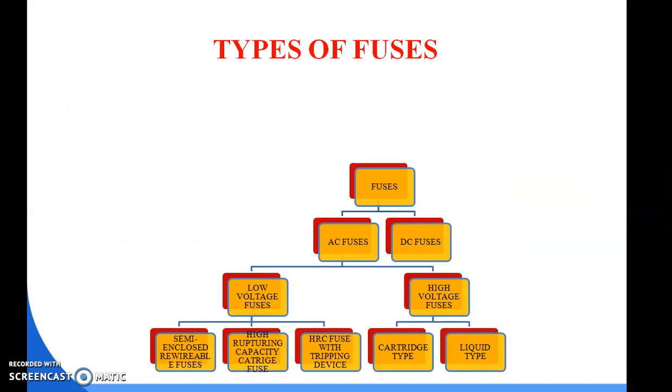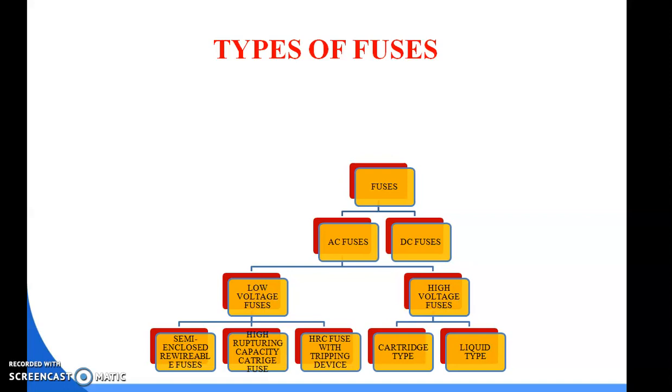So types of fuse. What are the different types of fuse we'll discuss? There are two types of fuse. One is the AC fuse and another is the DC fuse. So coming to the point, what is the AC fuse? The AC fuse is classified into two types. One is the low voltage fuse and another is the high voltage fuse.